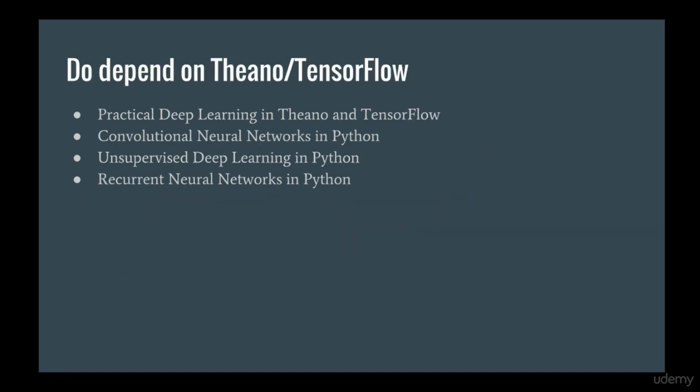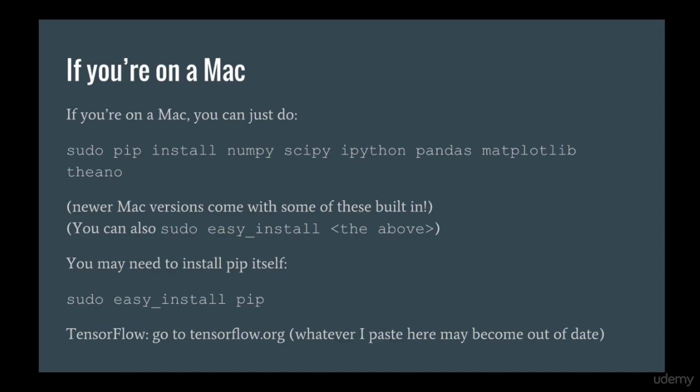Next, here are some courses that depend heavily upon Theano or TensorFlow or both. We've got practical deep learning in Theano and TensorFlow, convolutional neural networks in Python, unsupervised deep learning in Python, and recurrent neural networks in Python. As you can see, a lot of interesting and complex stuff can be done in Theano and TensorFlow. Alright, so hopefully I've convinced you that using a virtual machine is a good idea. Windows is a great operating system, but it tends to not be as developer friendly since it tries to be more consumer friendly. Note that if you're on a Mac, this probably isn't necessary.